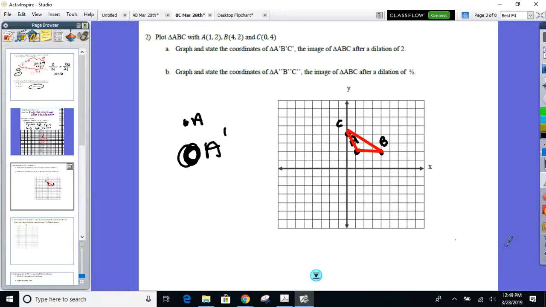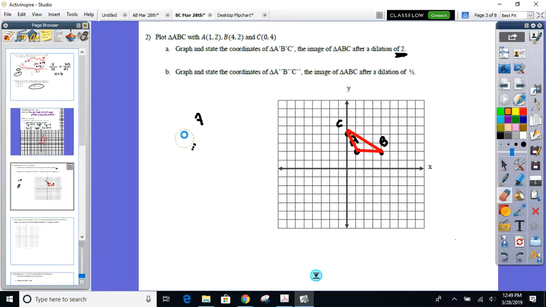Here's why. Everyone agree, A has some distance away from the origin. B has some distance away from the origin, and so does C. Everyone agrees. Here's what you're going to do with the dilation of 2. You're going to double that distance. So how far away is C from the origin? 4 units. Guess how far it's going to be now? 8 units. That's why the triangle is going to get bigger, because all these points, A, B, and C, are going to double their distance away from the origin.